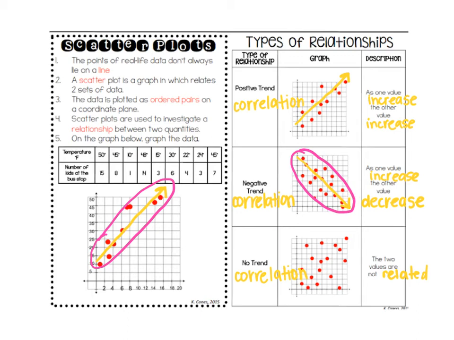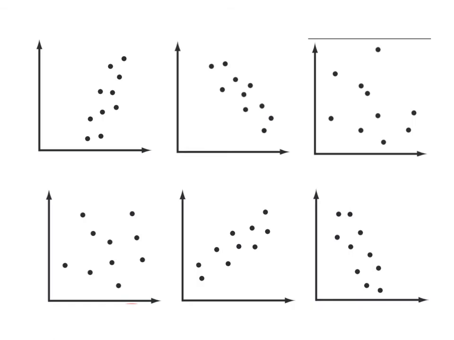Okay, so let's look at these examples. In these examples, I want you to tell me whether it is a positive relationship, a negative relationship, or no relationship. So positive correlation, negative correlation, or no correlation. We're going to look at the first one, number 1. I can see that the points are close together in a linear cluster. I can draw a line through them and say that as my x increases, my y increases. So this is going to be positive.